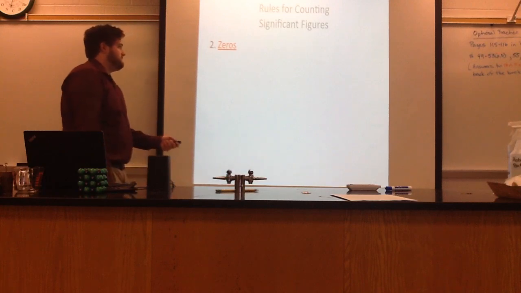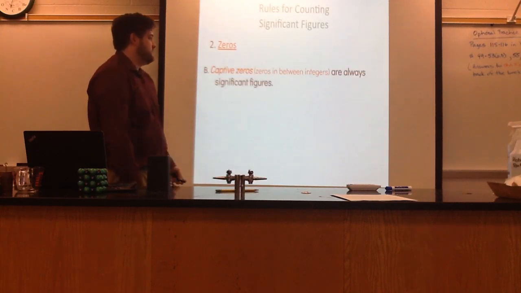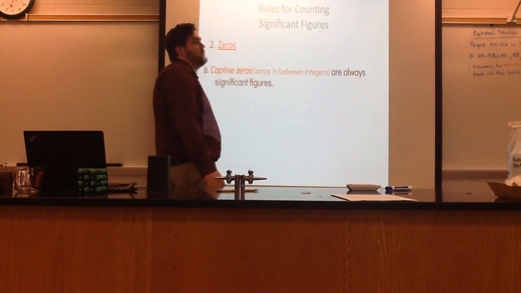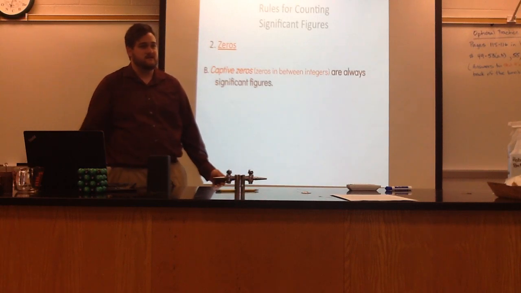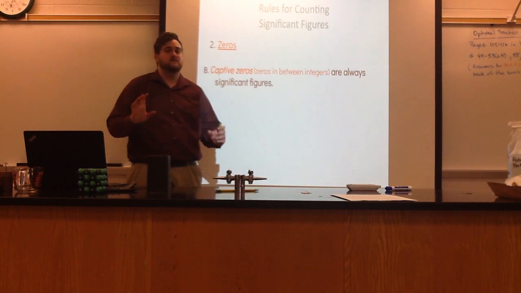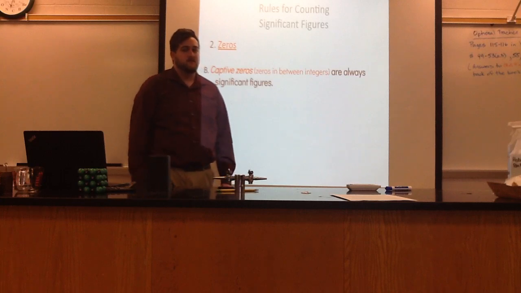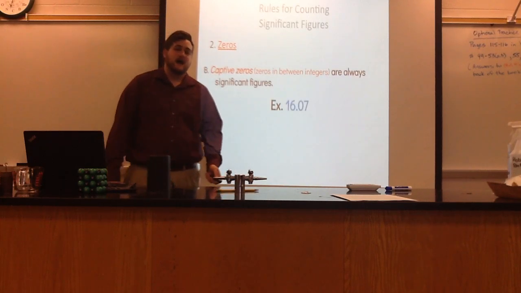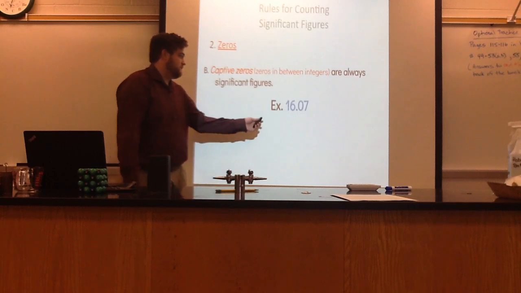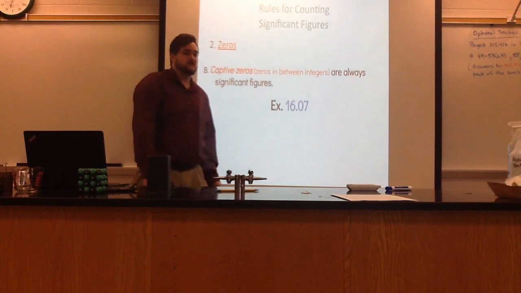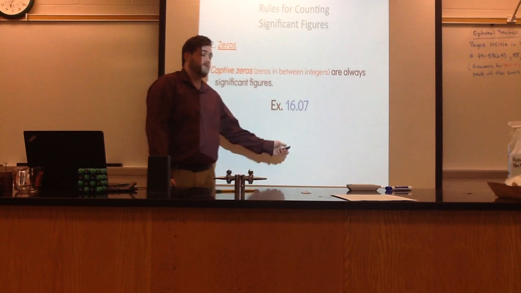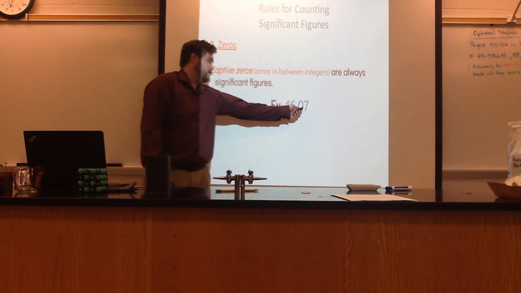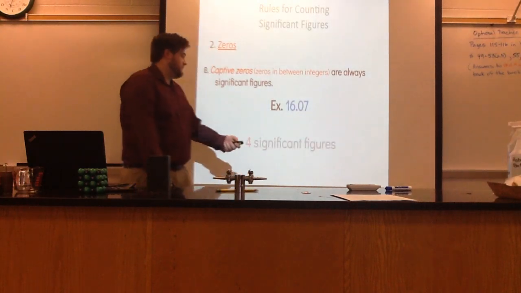So, first rule, captive zeros in between integers are always significant figures. So this one's pretty easy to know. If you've got a zero that's hiding between 2 other non-zero numbers, it's going to be significant. So for example, 16.07, how many significant figures are we going to have? We've got 3 non-zero integers and 1 zero. But the zero is in between the 6 and the 7, so we're going to have 4 significant figures.